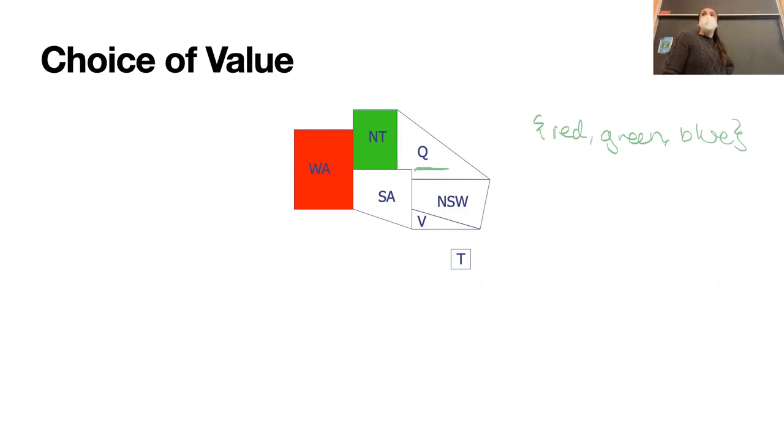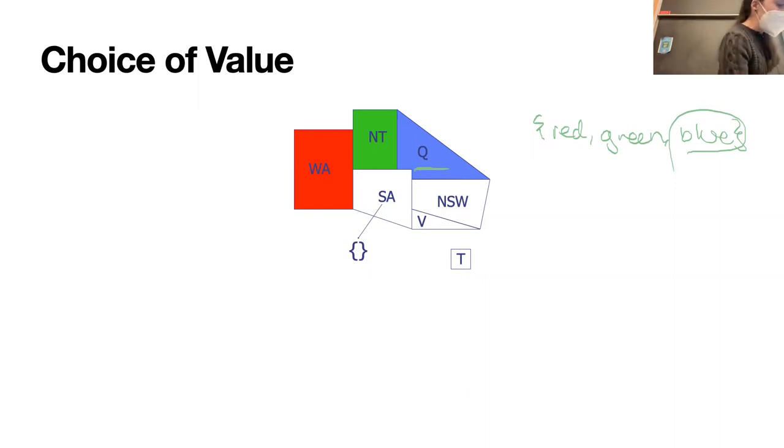Anyone think another color? So we might want to color it blue. One of the reasons we might want to color it blue is because blue has not been assigned yet. It gives us the most flexibility for this problem. If we color it red, then we basically are not giving choices to SA.